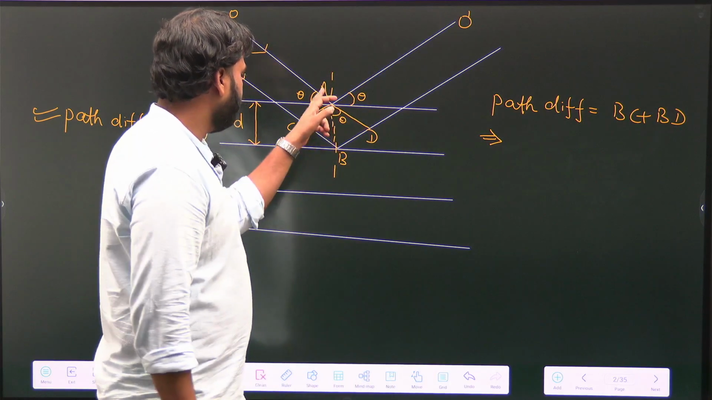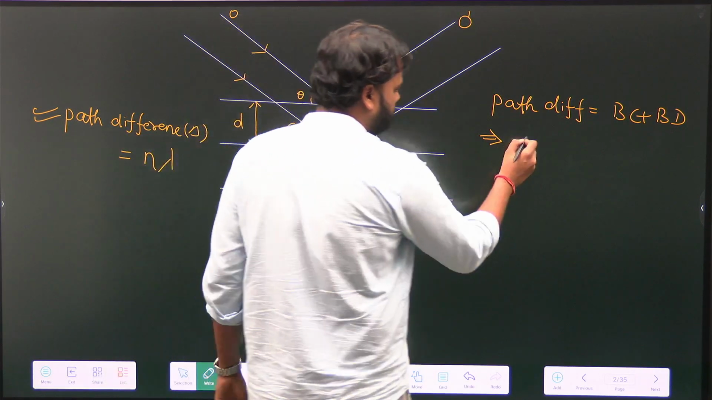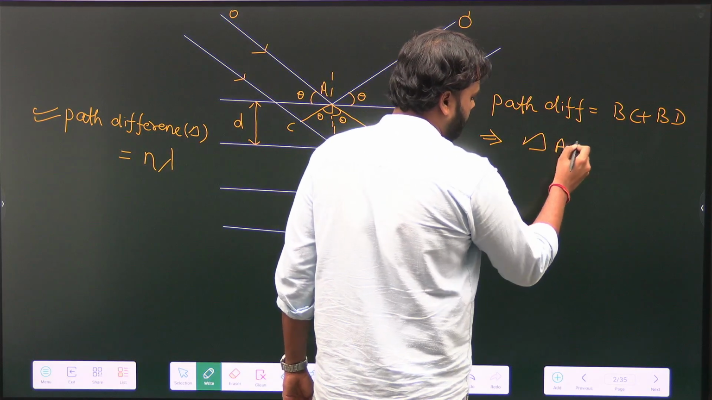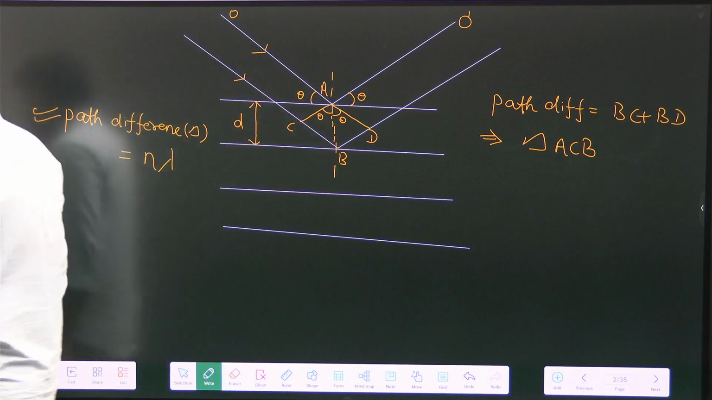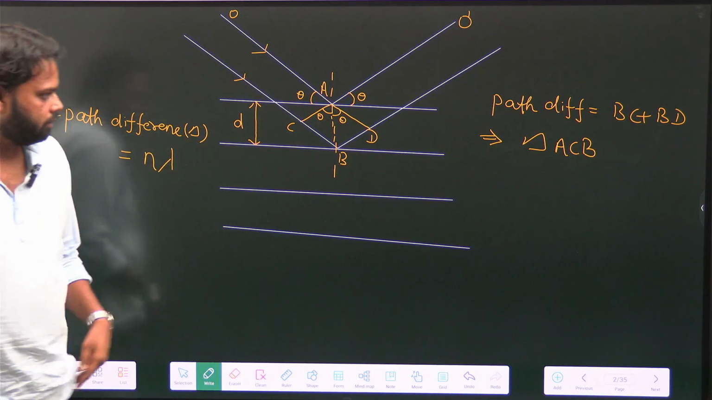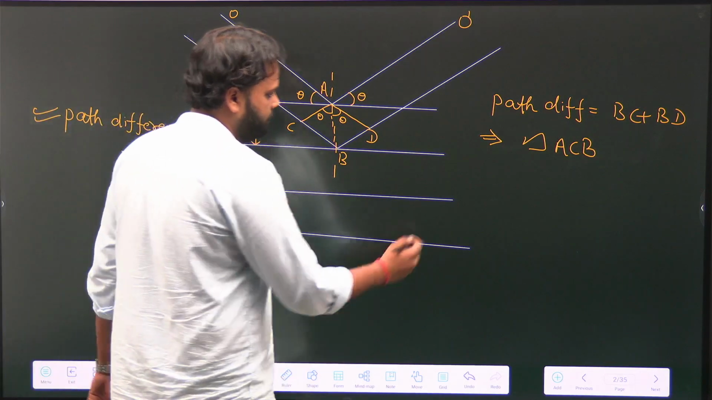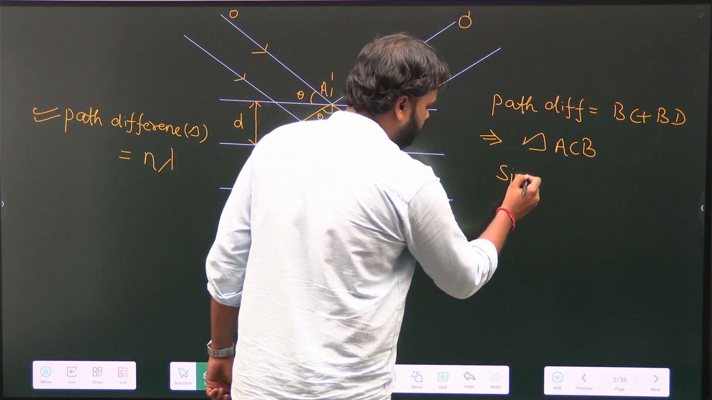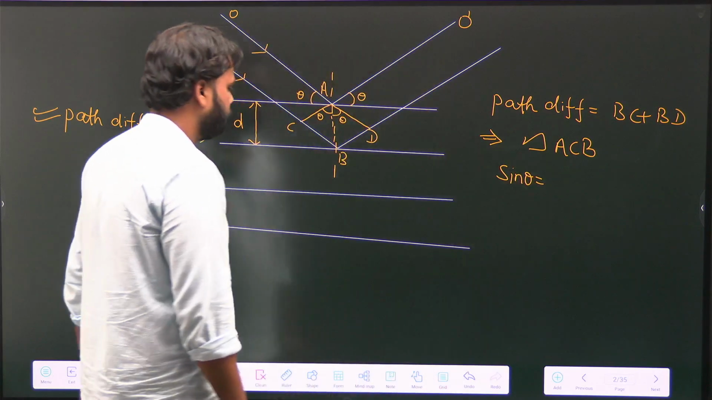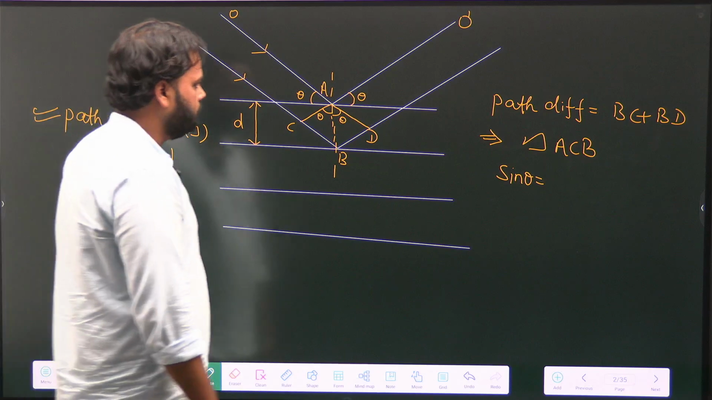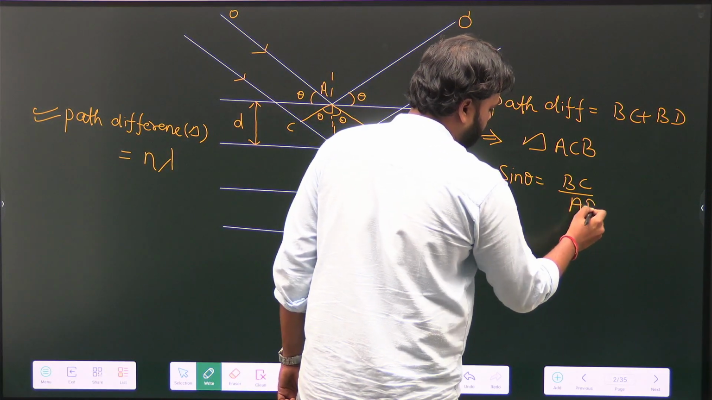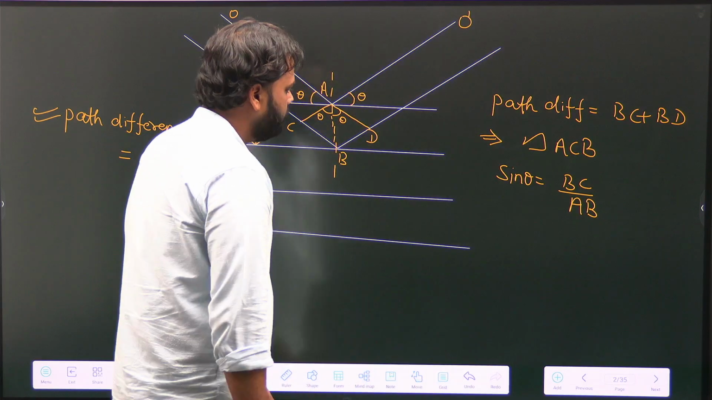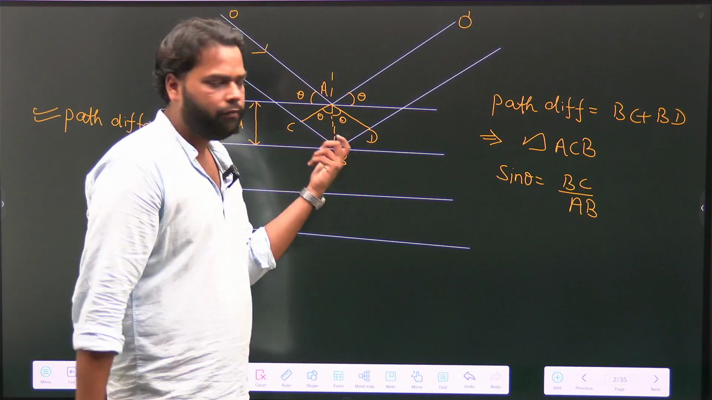First of all, take triangle ACB. Now, tell me, if we use sine theta, then what will be the ratio? BC upon AB. Clear? Okay. So what is the value of BC? BC we have to find out.